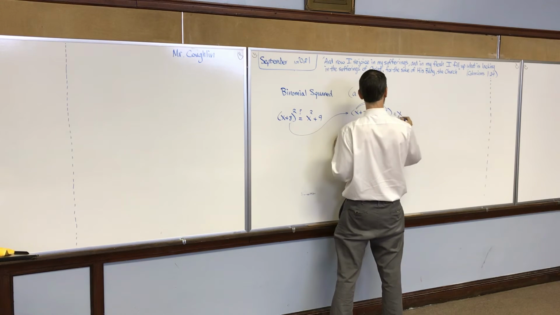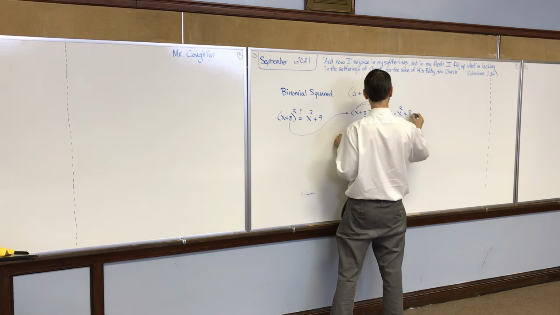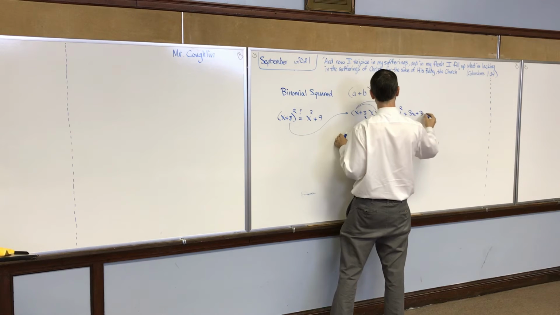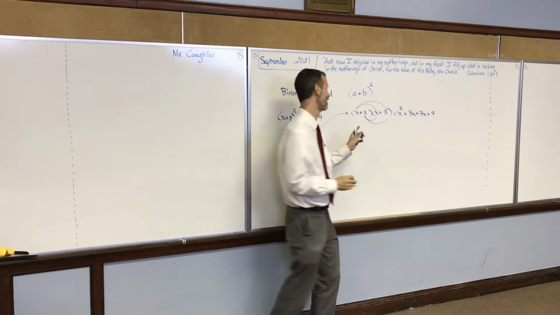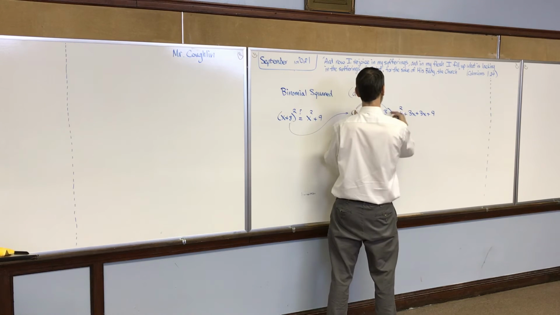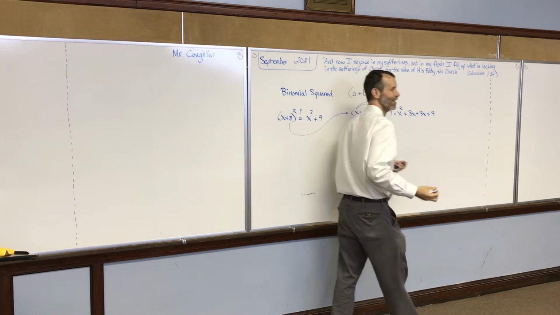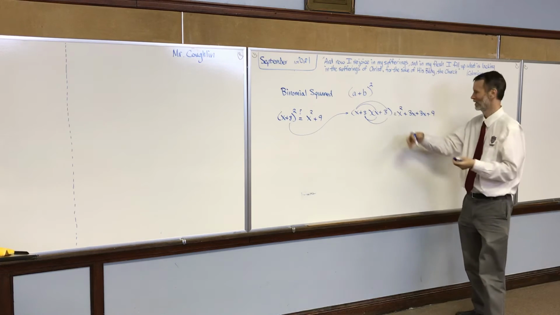You get x squared and 3x and then 3x and then 9. I do want to point out, by the way, this is almost identical to FOIL. First, and then it gets the outer, then it gets the inner, then it gets the last. So it's pretty much the same thing as FOIL, but it kind of looks cooler.